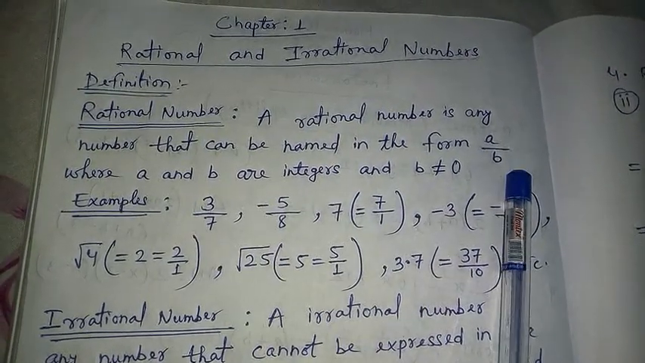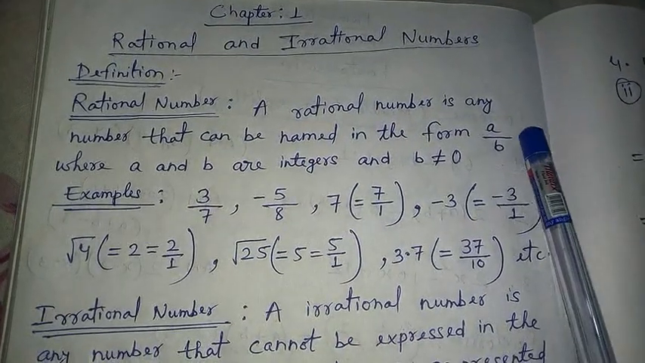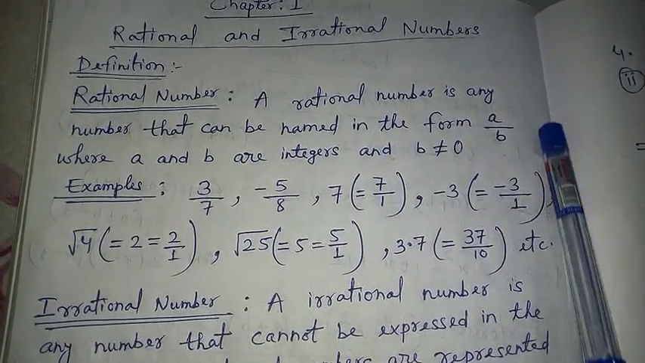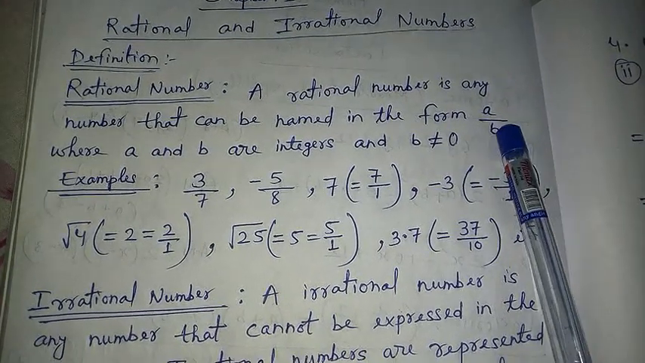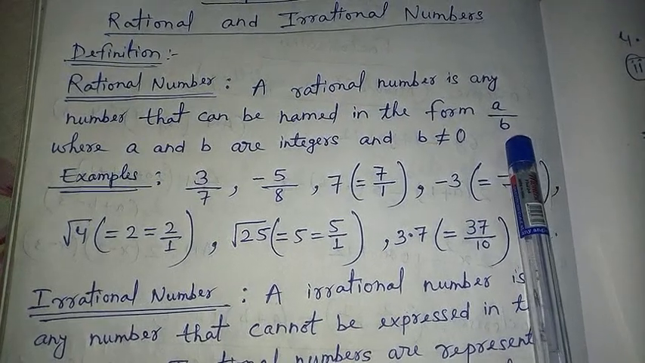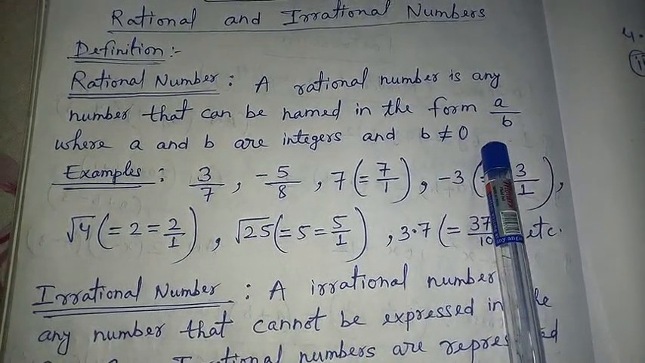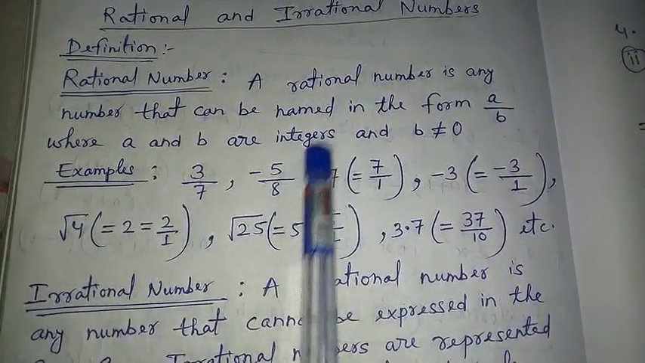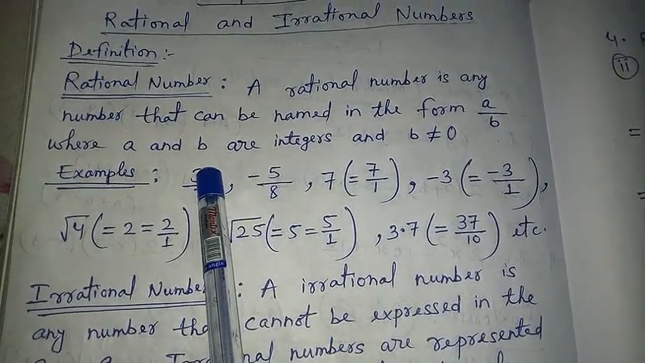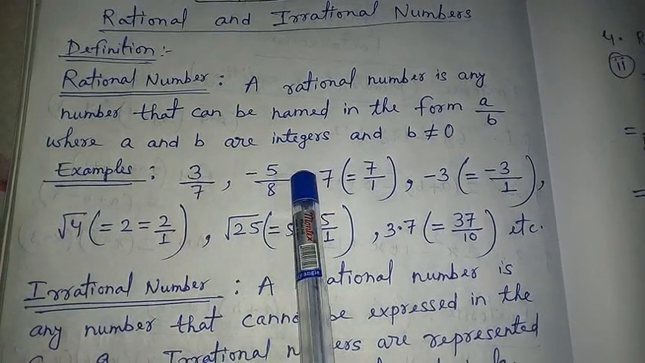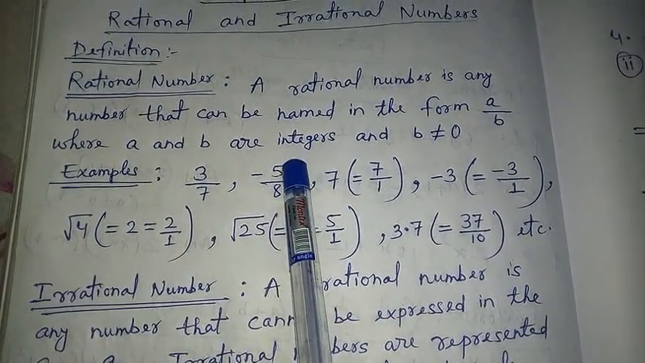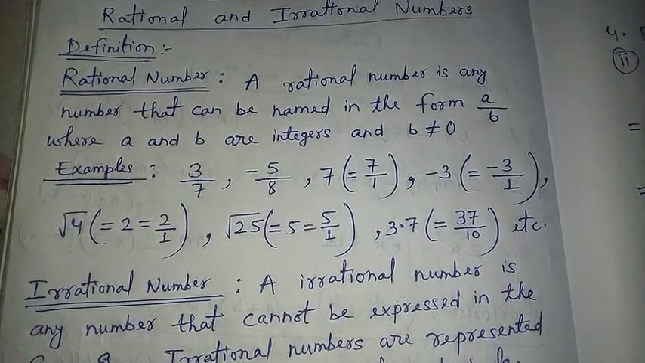The meaning of this is that if a number can be expressed as a fraction of numerator and denominator in the form a by b, where the denominator should never be 0, such a number is called a rational number. For example, 3 by 7, you can see this is numerator over denominator, so it is a rational number. Let it be a negative number, no problem, it is still a fractional number, so it is a rational number.